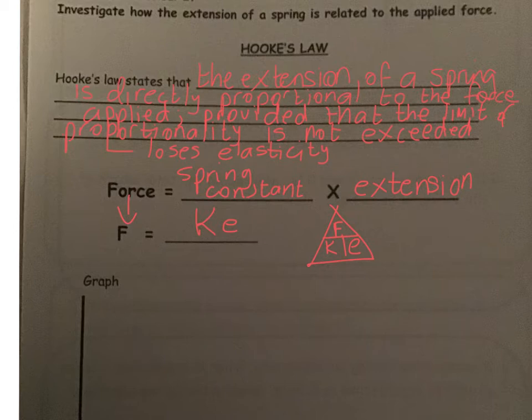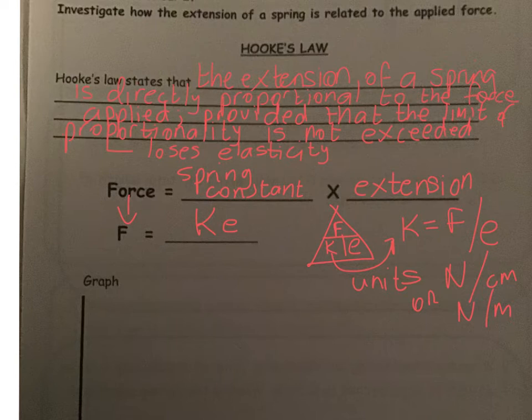Another way of rearranging that, say we need to find our constant: k would be F, the force, divided by the extension. Normally in practicals or in questions, you're given the force and the extension and you're asked to find the constant. We need to make a wee point here that the units used in Hooke's law are newtons for the force, and centimetres or newtons per metre, depending on what you're given.